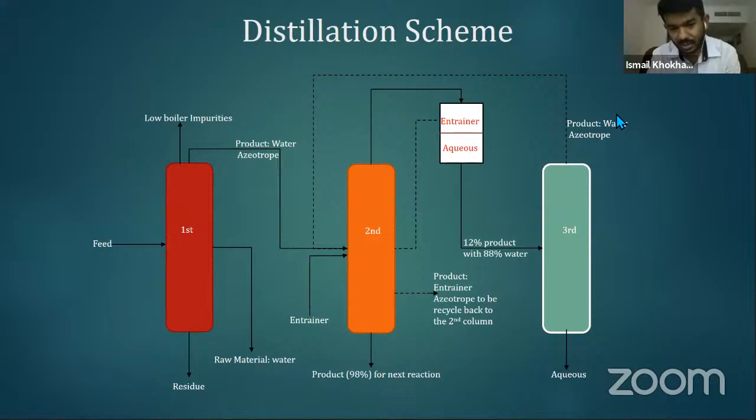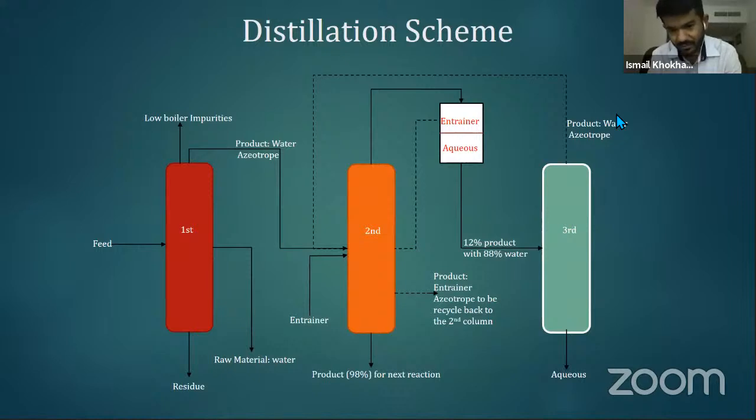And the third cut was the product, which was 98% pure material, which was used for the next reaction. Now the aqueous, which contains 12% of the product, you cannot directly discharge into the effluent treatment plant because it contains high organic and 12% product loss, and no plant will afford it.